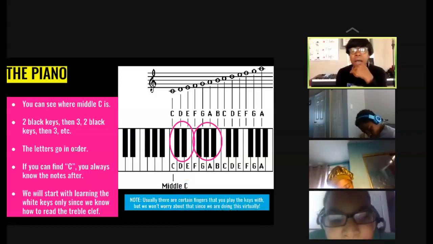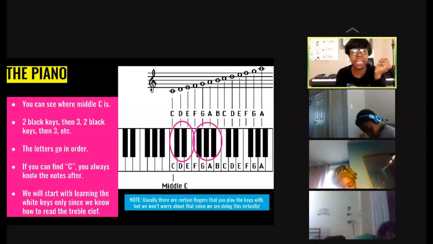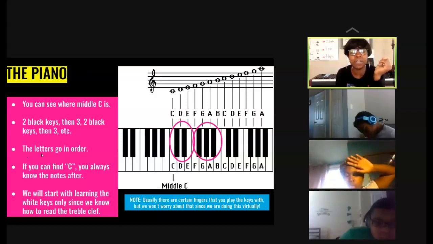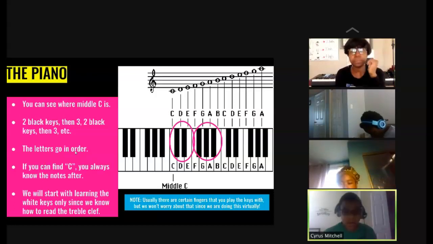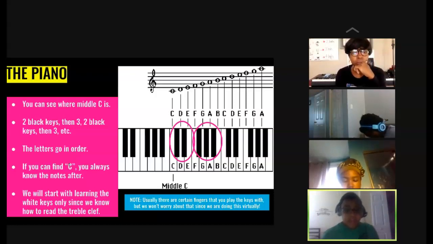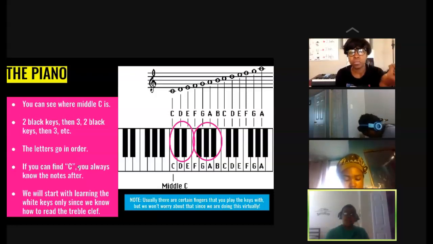Cool. Let me have Cyrus please read the next 2 bullets, where it says the letters go in order, and this one. Go ahead. The letters go in order. If you can find C, you always know the notes after.